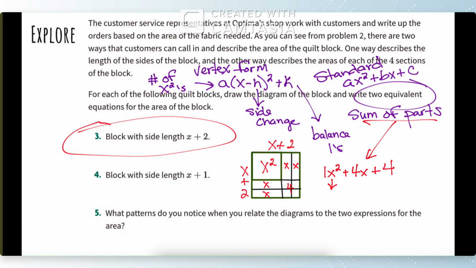This is my squares, big squares. These are my rectangles. And these are my ones, my little squares.